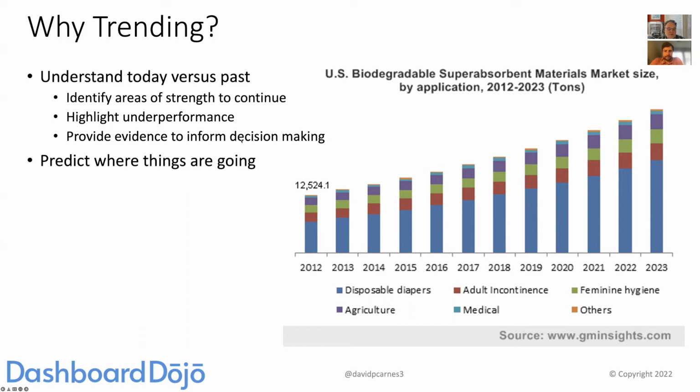So we can also predict where things are going. You notice this super absorbent materials market size: 2023 hasn't happened yet. There's a projection, you can kind of eyeball it. So trending is helpful for that as well. So really, what it allows us to do is tell a story over time. Rather than just seeing the number 42 on the screen, we can see that the week before it was 41, the week before that it was 42, and that's either a bad thing or a good thing, but we can see that over time. So there are a number of ways that we can do trending in Salesforce.